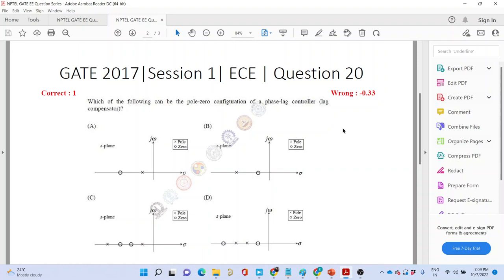B. What, B you are saying? B for Bombay. Yes, it's a lag compensator. A. Option A, sir. Maybe I have to see, because I have done these sums long ago. I have to see what option it is.